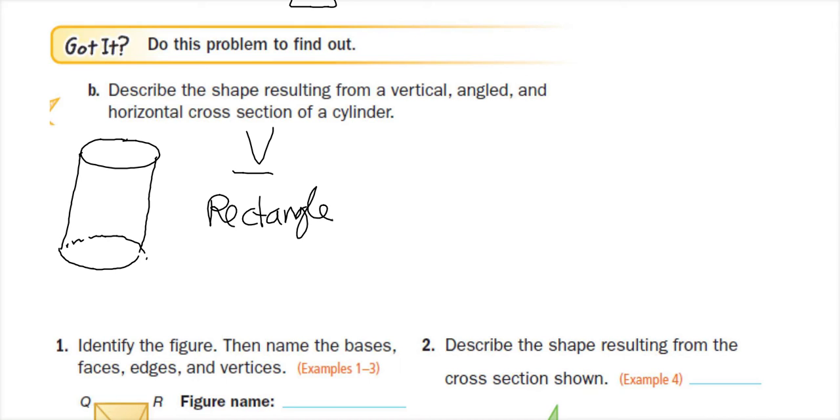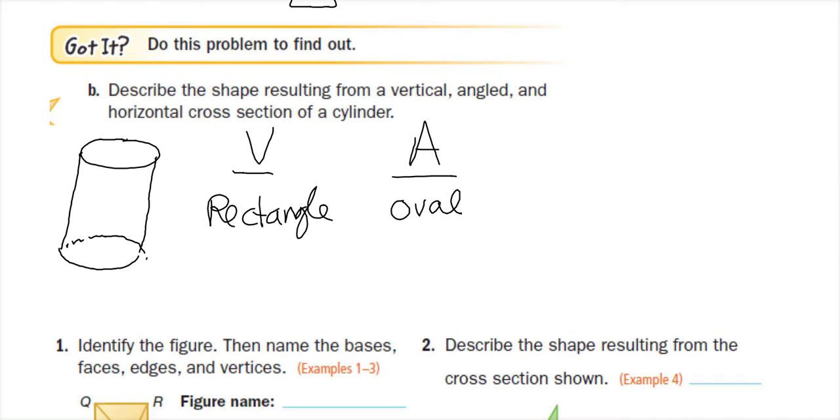Now we're going to do an angled slice. So again, if I cut through it at an angle, the base is a circle, and the angled slice is always an elongated version of that. So if I have a circle and I stretch it out, what do I see? I see an oval, or an ellipse, either one. So in this case, we will see an oval.